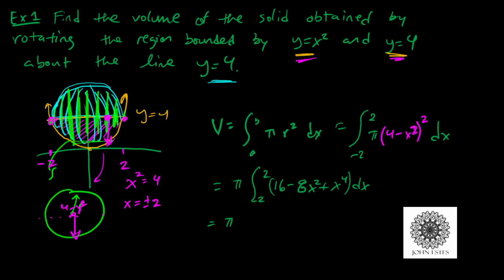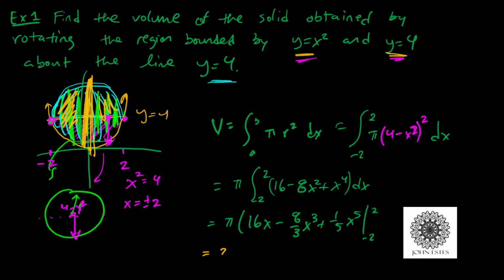We get pi times 16x minus 8 thirds x cubed plus 1/5 x to the fifth, going from negative 2 to 2. Another thing I can notice here is that this shape is completely symmetrical about the y-axis. The left side and the right side are the same. So instead of going from negative 2 to 2, I could double this and just go from 0 to 2. The reason that works is because I'm symmetrical about the y-axis here.